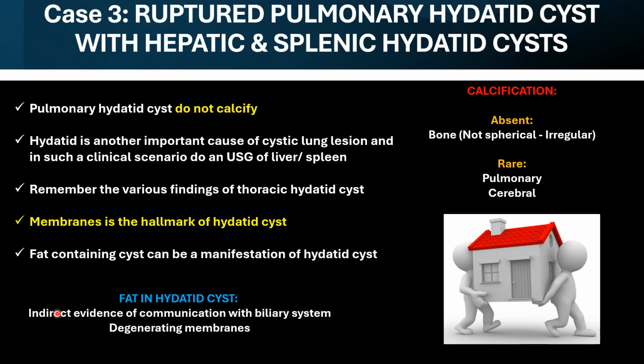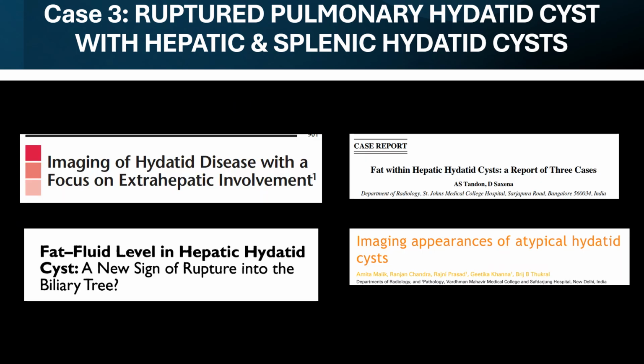Either there is a communication with the bile system, in which the presence of fat in the bile is going to show the fat within the cyst. The second important cause is the degenerating membranes, which show as fat. So these are the two important reasons why we see fat in a hydatid cyst. There are enough articles in which this has been described earlier. So it will do us some good to remember that for a cyst with fat, one of the differential diagnoses is going to be hydatid, especially in a non-endemic area like in our place. In North India, it is very common to see hydatid cyst in your day-to-day practice.